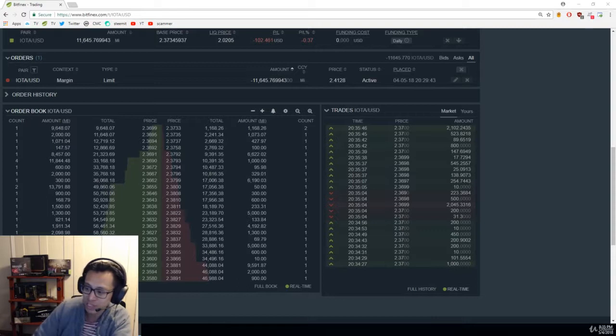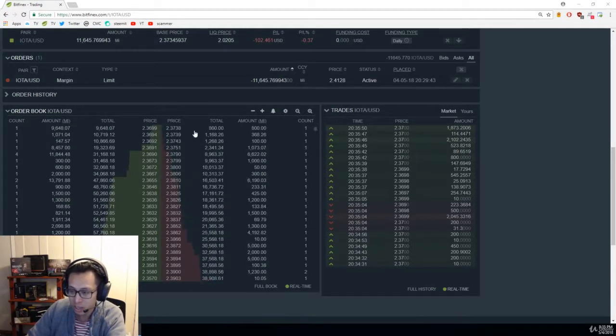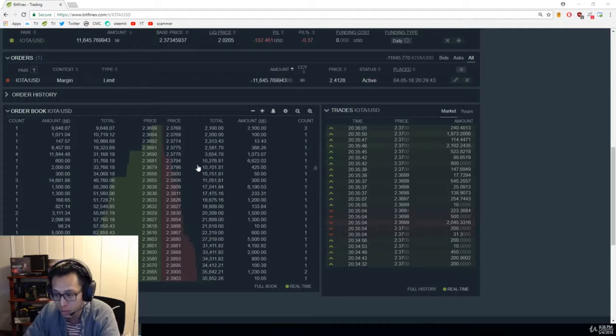So let's just keep taking a look here. We see tons of people, as you guys can see, buying at the $2.37 range, but it's actually not breaking whatsoever, right? So now we're just going to keep taking a look at it, and I'm going to narrate it for you guys as we go through this.